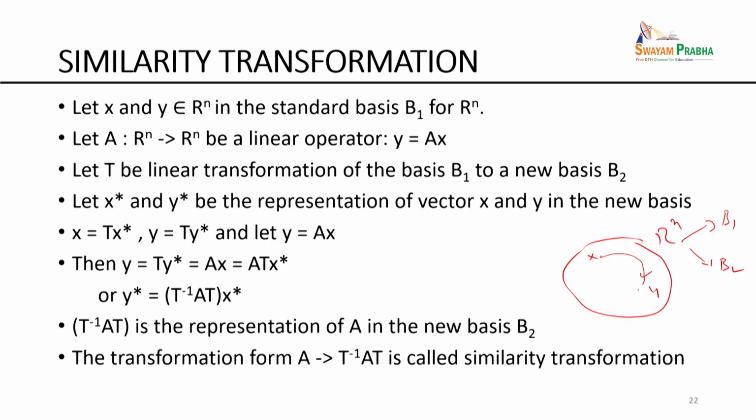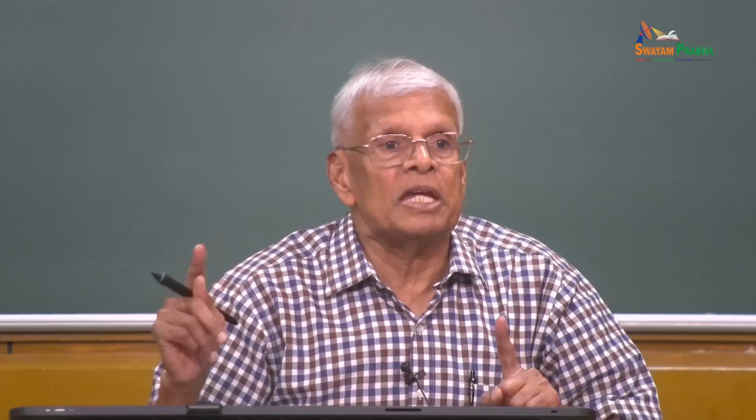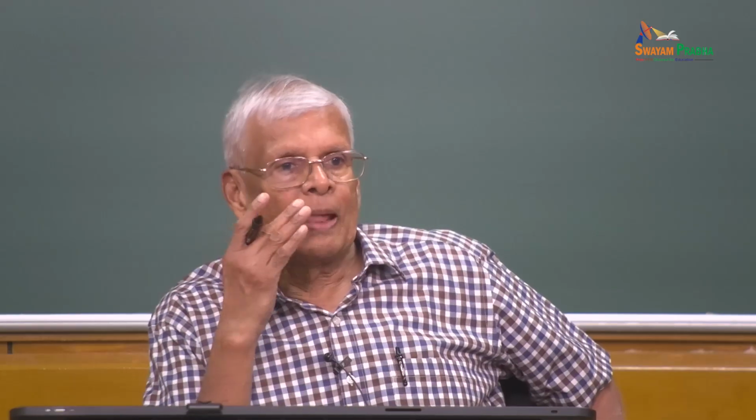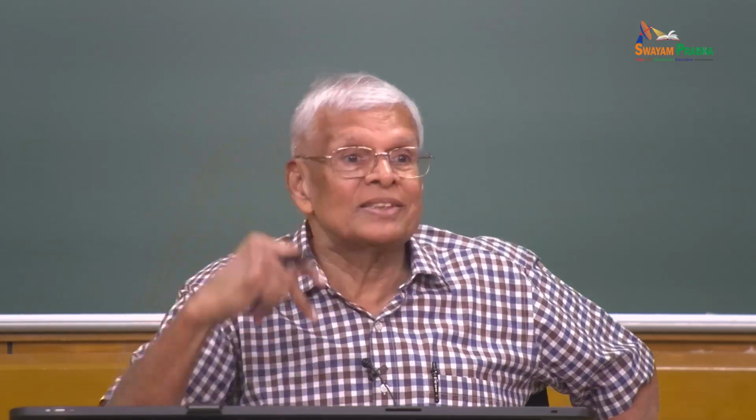So now let's talk about this. X and Y are the coordinates of points in B1. I'm changing the coordinate B1 to B2. A is an operator from X to Y. I can represent X in B1, I can represent Y in B1, I have already done. I can now represent X in B2, Y in B2. So if I change the representation of X in B2, if I change the representation of Y in B2, how does the operator A change? Are you with me? In the new basis.